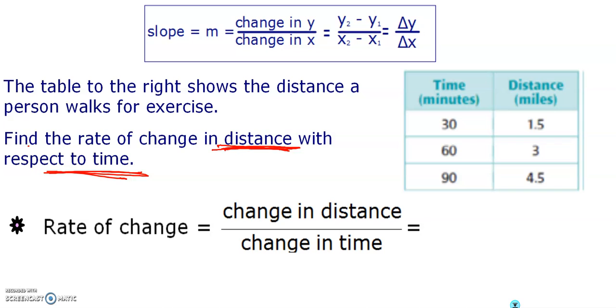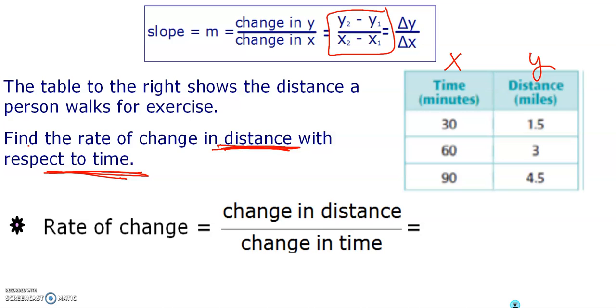The other thing you should know when we're talking about rate of change, time is always an element that will be on the bottom. It is an x value. When we look at our table, time represents the x value, distance represents the y value. And when we take a look at our slope formula, remember the y value goes on top. So I'm looking for a change in the distance over the change in time.